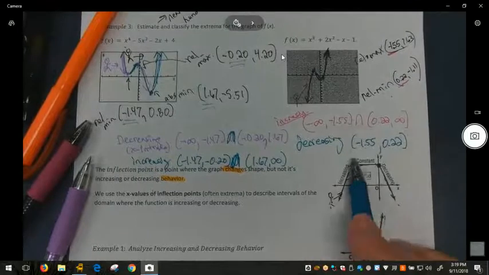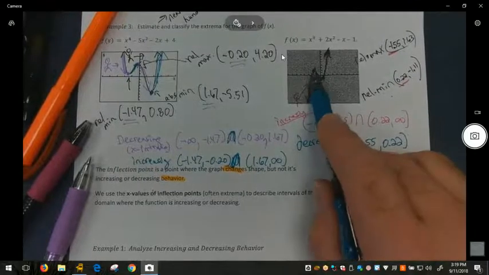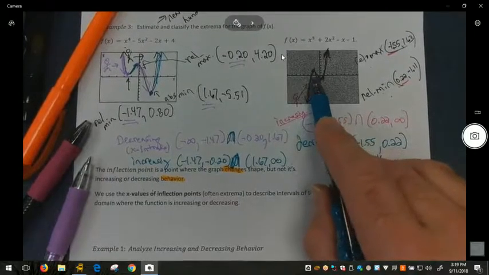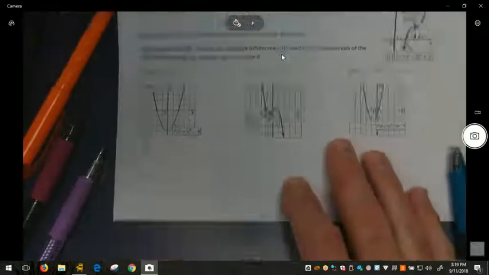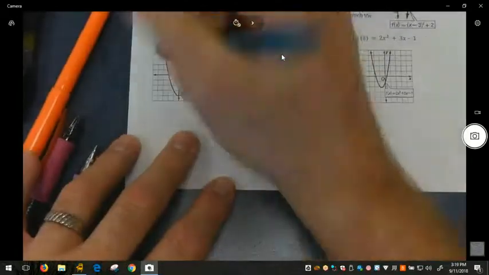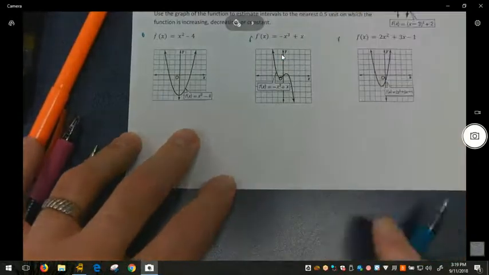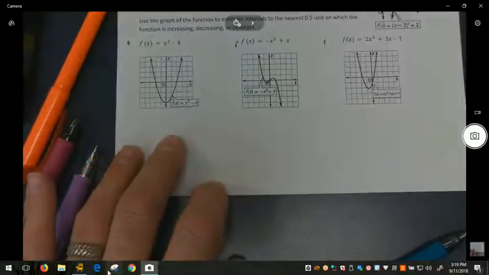This is supposed to be a parenthesis because that point is neither an increasing or decreasing point, it is a point of inflection. Please try this for these three graphs, these three right here.